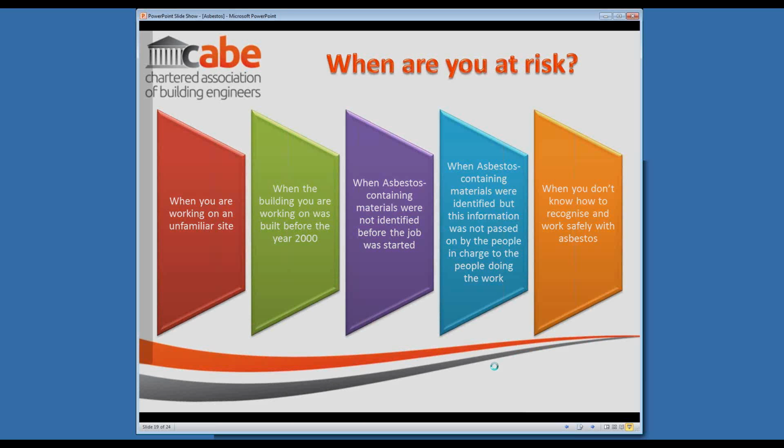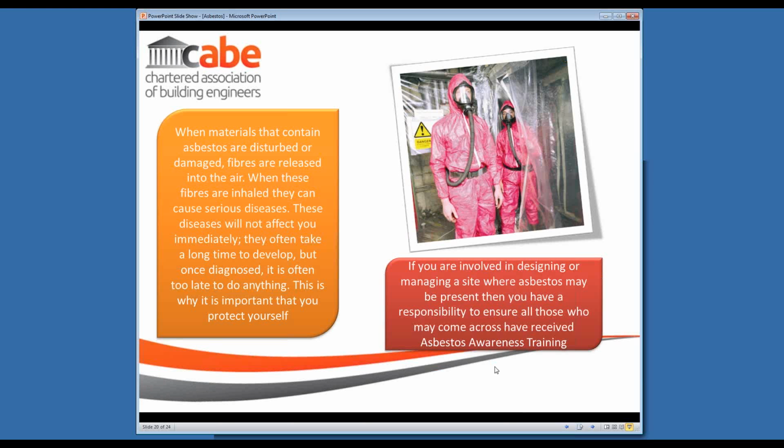So we have a general situation that materials can be released into the atmosphere. They can cause a long-term issue in terms of health, and by the time you're diagnosed, it's quite often too late to do anything about it. So you do have to think about what you're doing and plan it. If you are dealing with asbestos awareness or anybody who may come across asbestos, there is a responsibility to ensure that those people have had a level of asbestos awareness training.